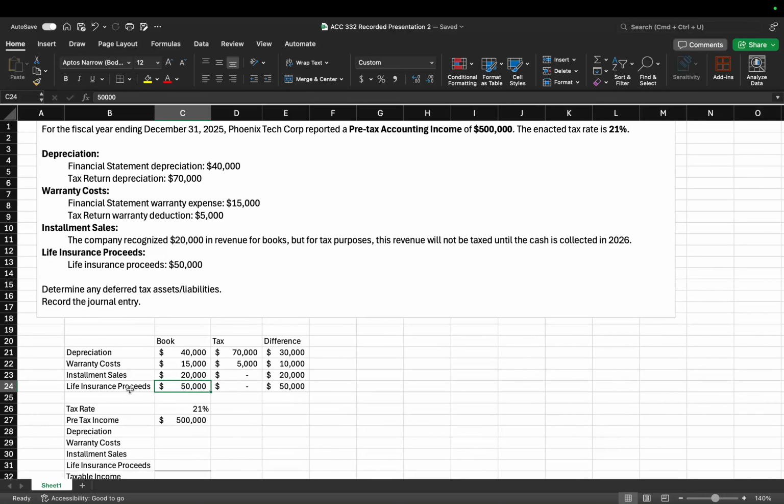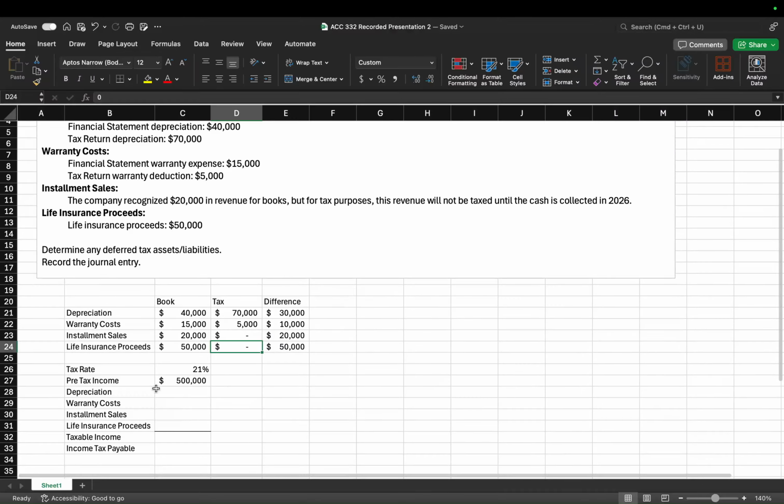And then for life insurance proceeds, it's a little different. This is a permanent difference because life insurance proceeds cannot be taxed by the IRS. And so the company's going to recognize the $50,000, but they're not going to report anything to the IRS, and then that's not going to reverse out the next year because they won't ever be taxed on it. This is permanent. So here we have our pre-tax income. We want to find what's our taxable income, and then off of that, what's our income tax payable.